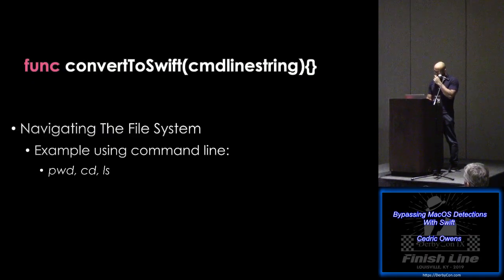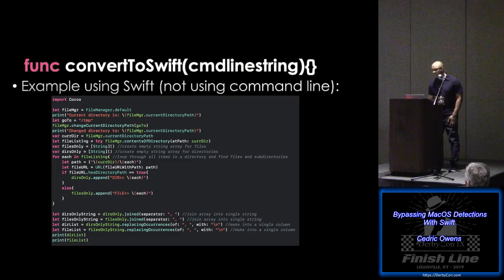Another example, in my MacShell Python tool to navigate the file system, it did things like cd, ls, pwd, to get around on a host. An alternative would be using the Cocoa API. You can leverage the FileManager class, which will allow you to do things like get your current directory path, get contents of your directory, change your directory path.